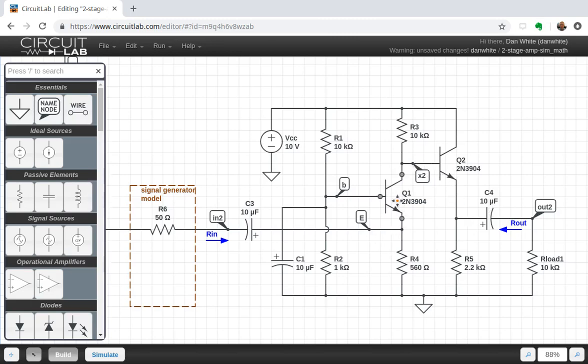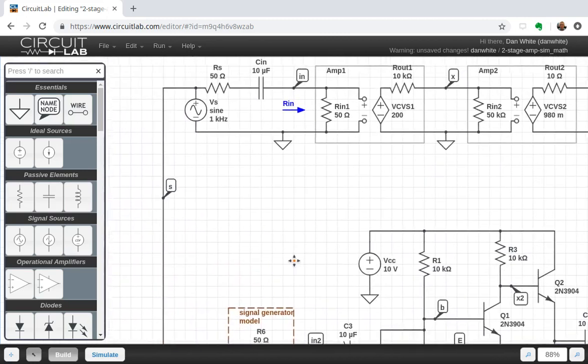So this is a common base Q1. It's a common base amplifier. The common base amplifier feeds an emitter follower amplifier, or a common collector amplifier. Here's my output, and a DC block capacitor again.